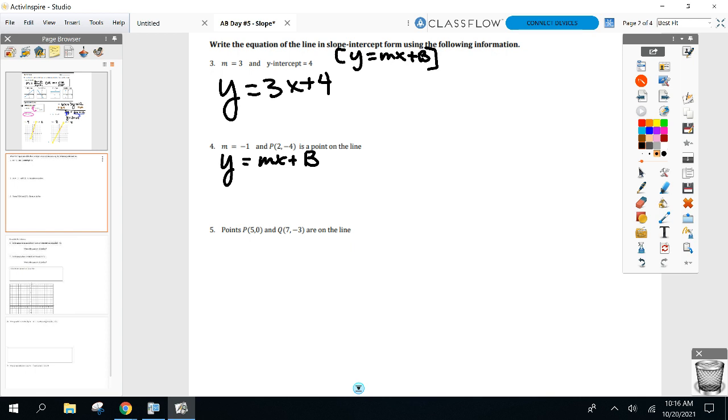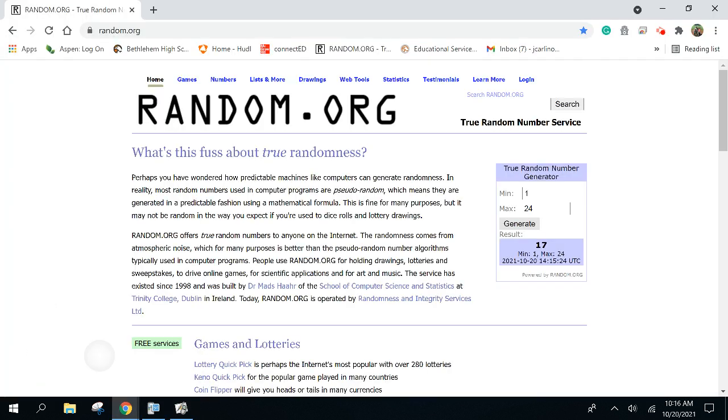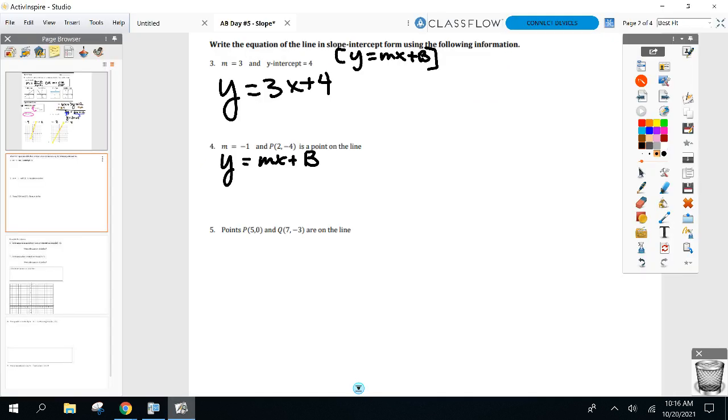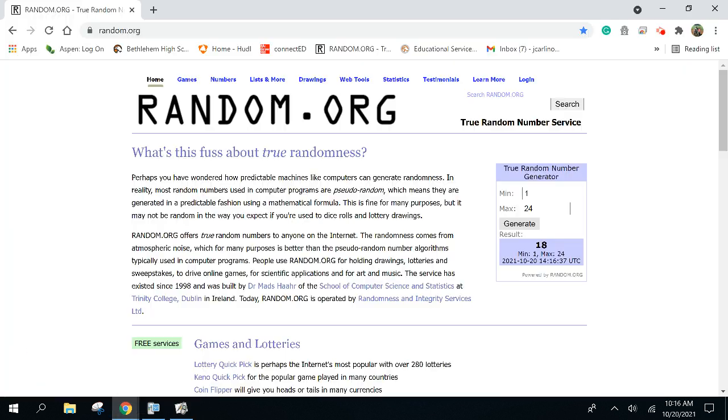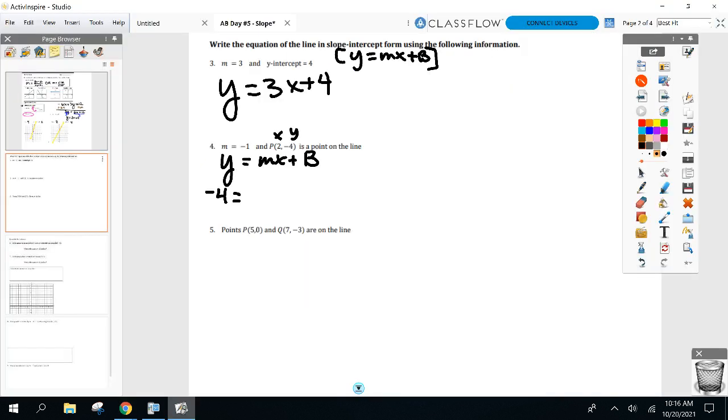Do you guys know a y coordinate that this line goes through? Do we know a y coordinate this line goes through? 18. Adrian, back to you. You know a y coordinate? What about point P? Don't we have an x and a y coordinate right here? -4. So everyone take a look. -4 is the y. What's the slope? 3. Jackson, what's the slope?